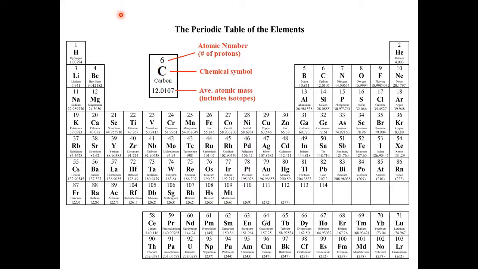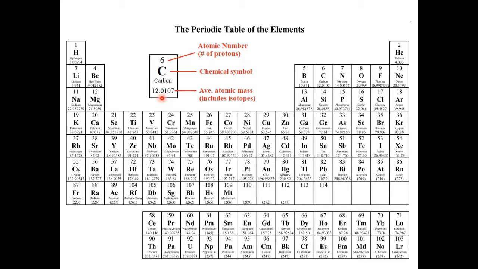So if we look at a periodic table of the elements, remember we saw this in the last chapter, if we take a specific element, for example, here's carbon. Carbon is element number 6, so that 6, remember, is called the atomic number, which tells us the number of protons. The C, of course, is the chemical symbol. And underneath the C is the actual name of the element, carbon. And then this number below here, the 12.0107, is the average atomic mass.